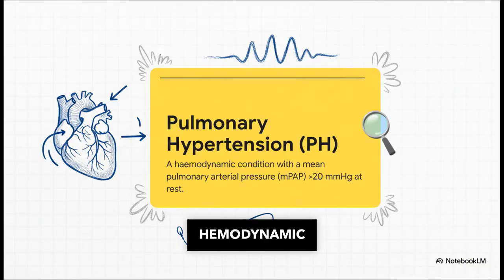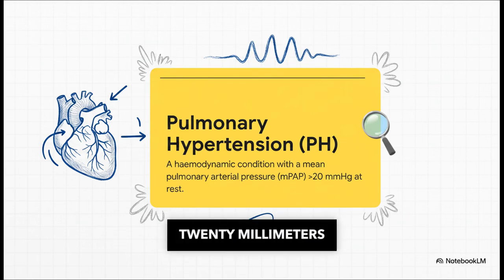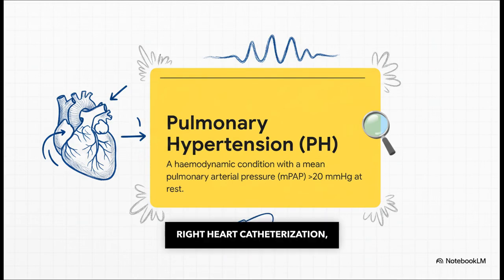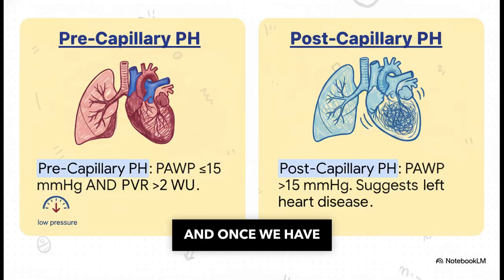The universal hemodynamic definition for pulmonary hypertension is now a mean pulmonary arterial pressure greater than 20 millimeters of mercury at rest. That's it. This value, confirmed by right heart catheterization, of course, is the new definitive diagnostic threshold, a really crucial update. And once we have that diagnosis, the next question is, what kind of PH are we dealing with? And this is where we differentiate between pre- and post-capillary PH.